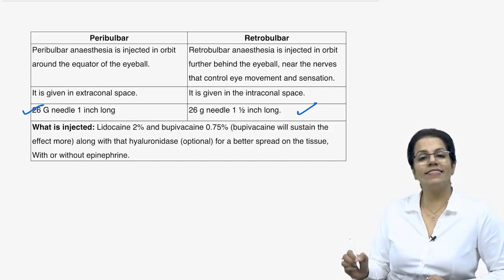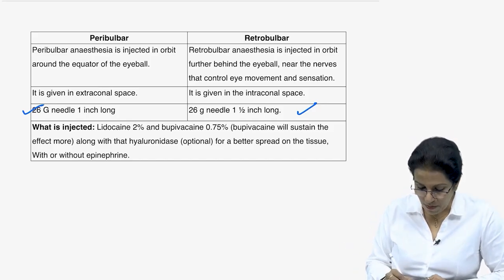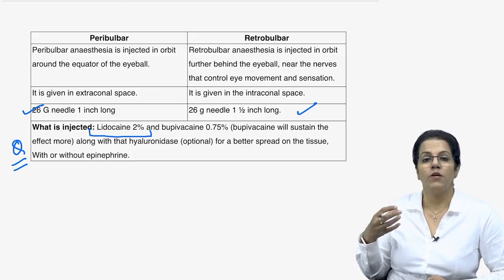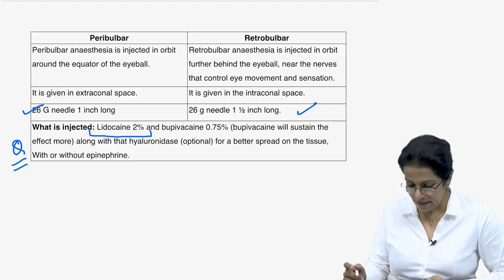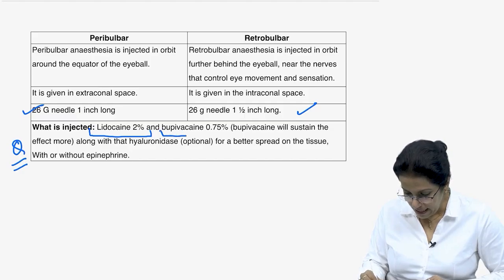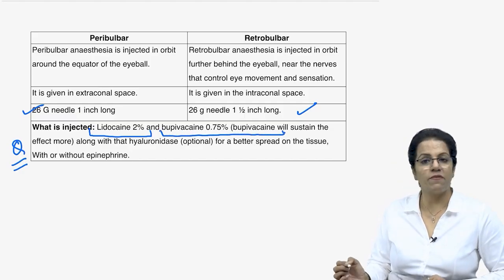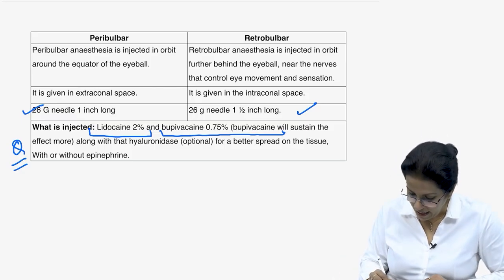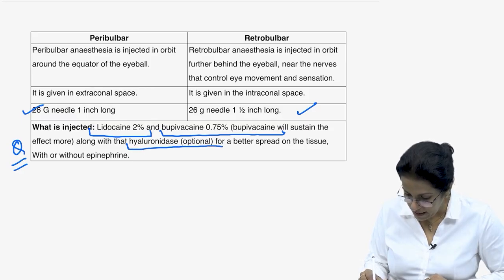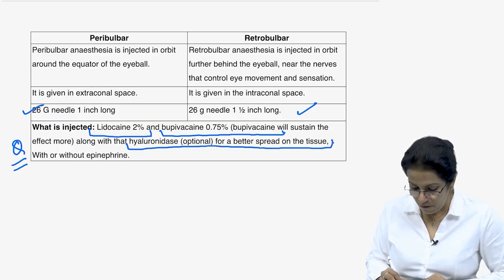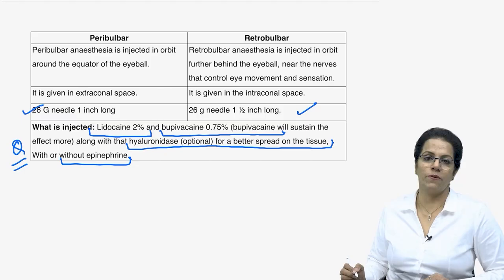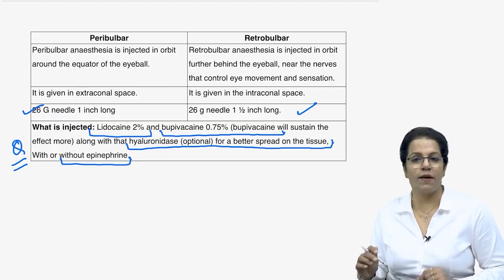Now, what are the drugs that we give? This is also an important exam question recently asked. One, of course, is lidocaine. Lidocaine, lignocaine, xylocaine, it's all the same. So, we give lidocaine or lignocaine. Bupivacaine 0.75% is given to sustain the effect. And hyaluronidase is given so that there is a better spread in the tissue, which can be with or without epinephrine or adrenaline. Okay. So these things have to be kept in mind.